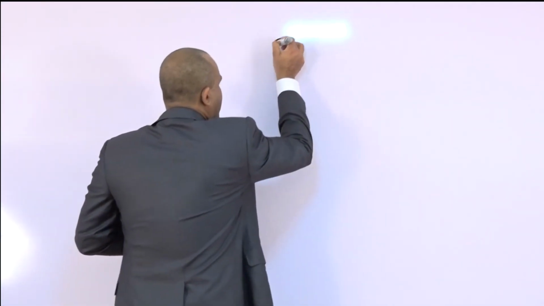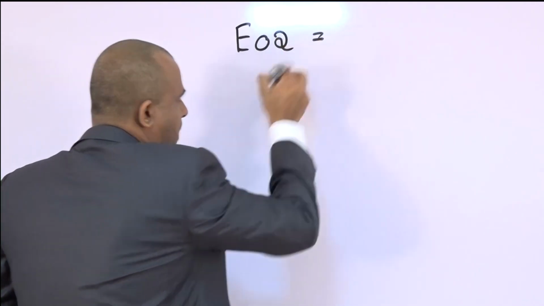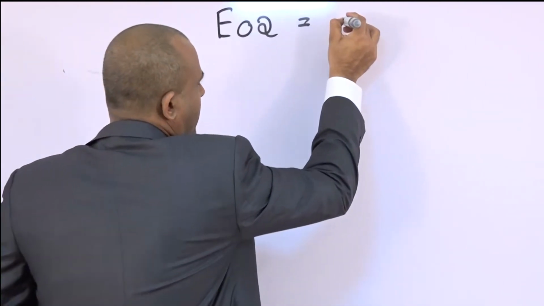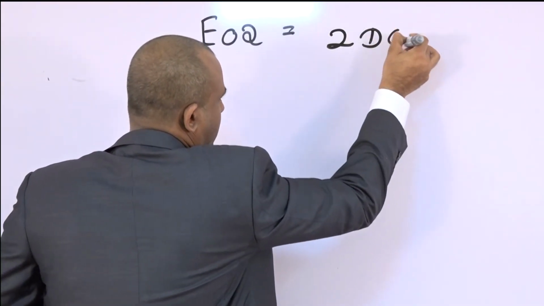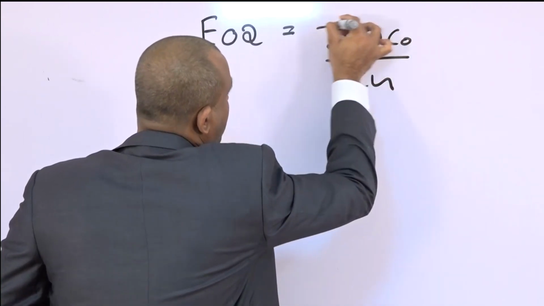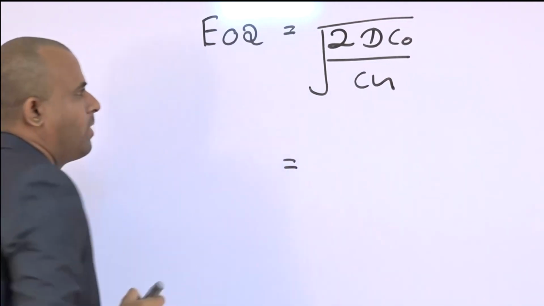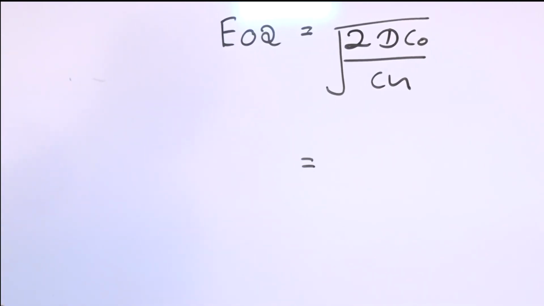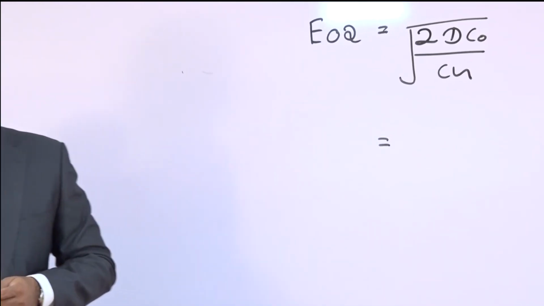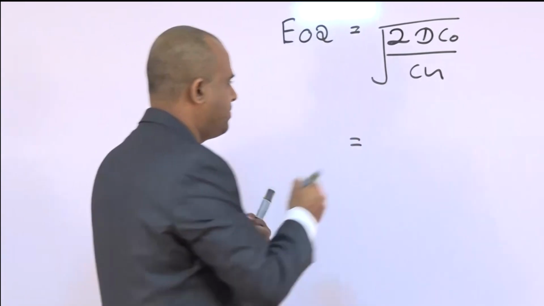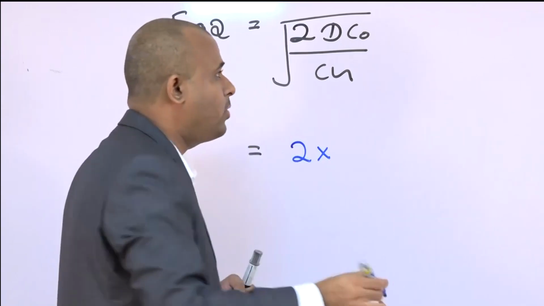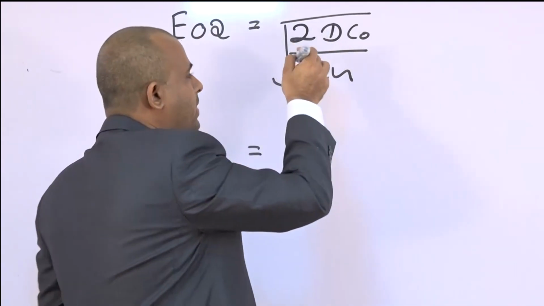Now we know that. What is the formula in calculating the economic order quantity? EOQ equals the square root of 2DCO divided by CH. 2 is a constant figure. D is the annual demand, but in the questions they have given the monthly demand.